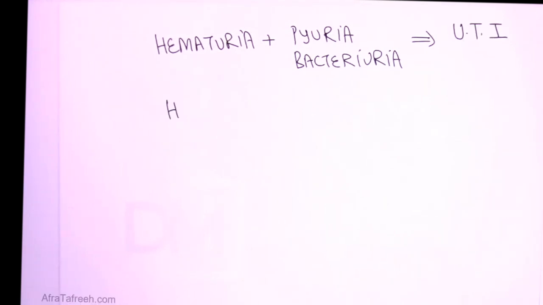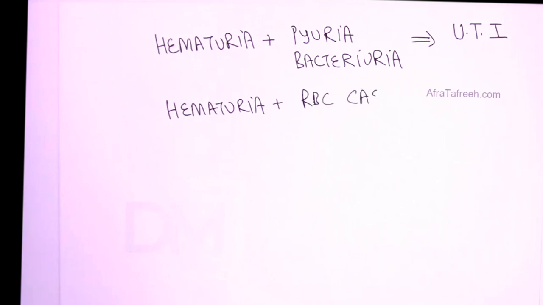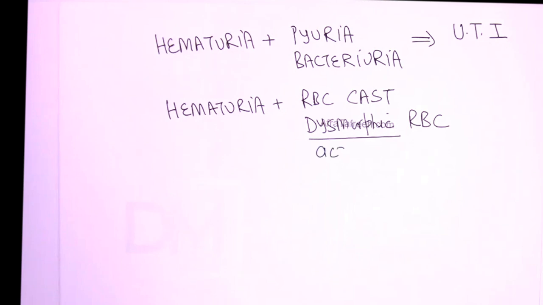But if you read a question that talks about hematuria, and then talks about red blood cell casts, RBC casts will be formed because RBCs will go and stick on the top of the Tamm-Horsfall protein. So we call it RBC casts. Or it mentions the word dysmorphic RBCs, that is crenated RBCs or acanthocytes. Either of the two can be written.